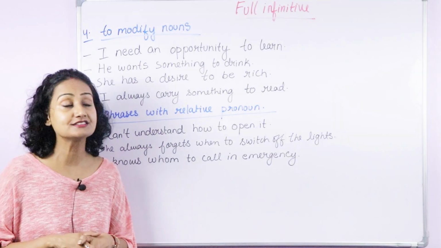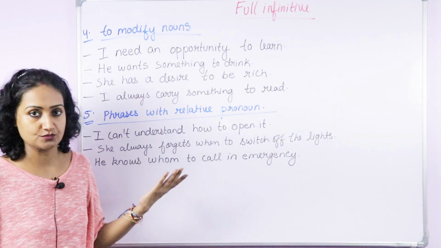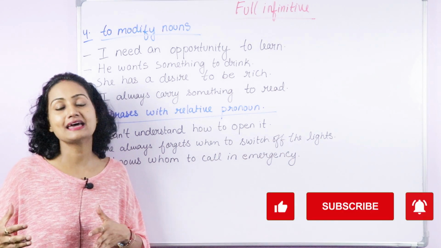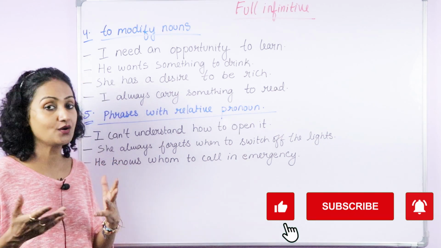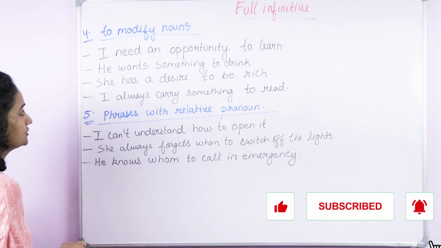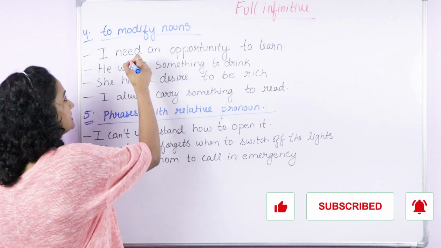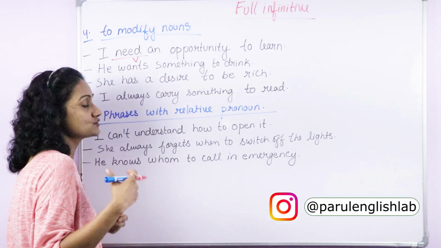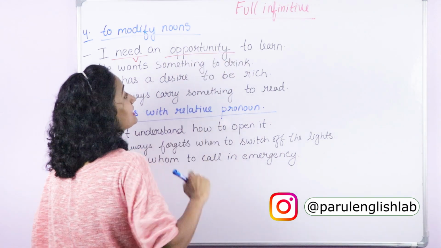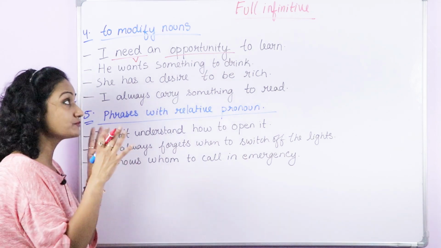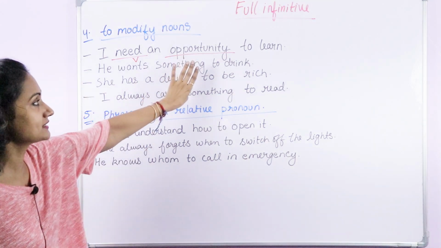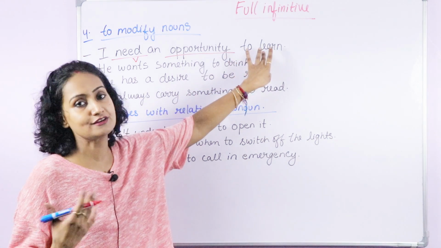Full infinitive is used to modify nouns. It is used as a modifier after a noun or an indefinite pronoun. How? Let's see. I need an opportunity to learn. So here, need is the main verb. I need what? I need an opportunity. So opportunity is an abstract noun, and after this abstract noun comes the full infinitive.